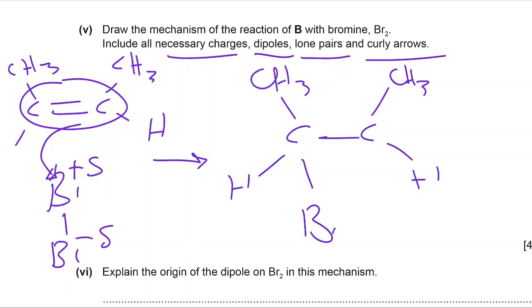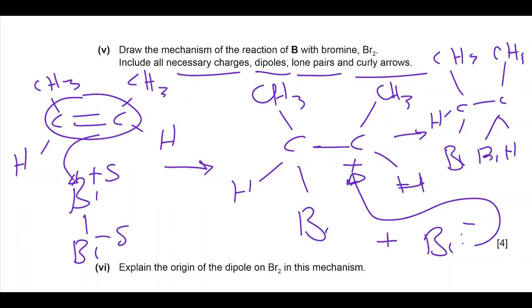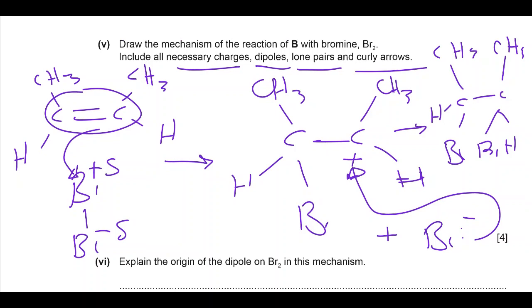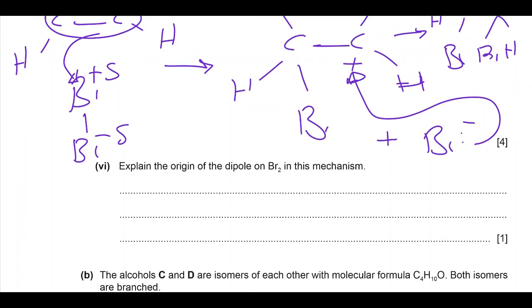And here is a new bromine, and this one will be positive, and here you have another bromine which is negative, that means there is a pair of electrons, then the negative will attack the positive hydrogen. You will have the compound, let me draw it here, CH3, CH3, H, and here the other bromine. So the compound name will be 2,3-dibromobutane.